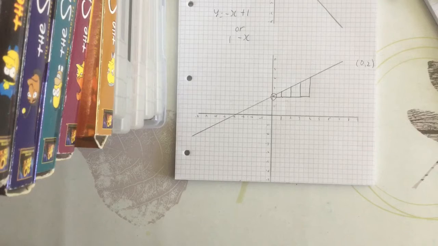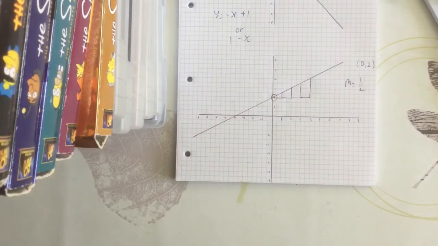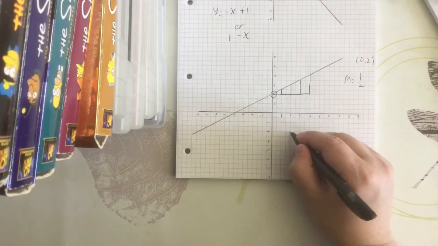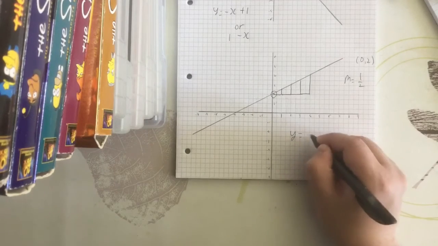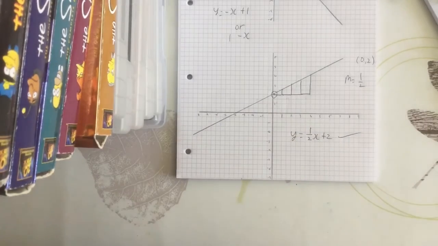But what is the gradient? Well, if every time we're moving up by 1, we're going up by only a half, our gradient is going to be a half. So our equation of a line is y equals a half x plus 2.